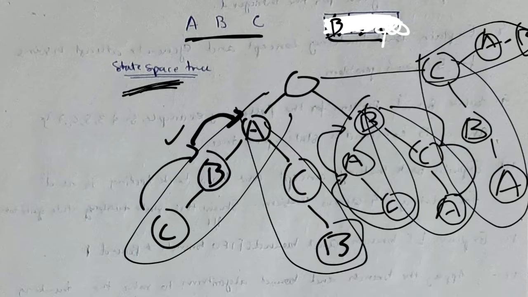Note one thing very carefully. What we are doing is placing one node, then moving on to the next level, and then placing again and moving on to the next level. If you follow this way, this is known as backtracking.